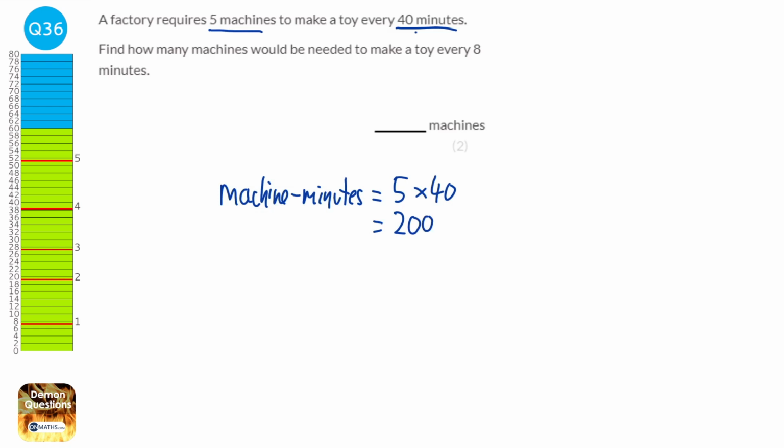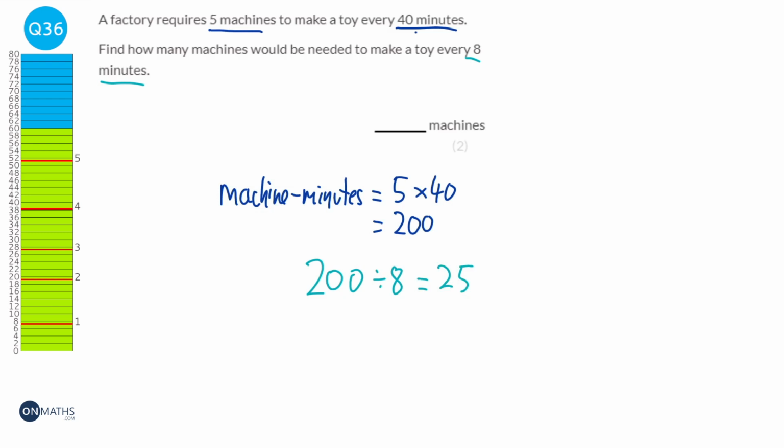Here we asked, well, okay, what if we wanted a toy every 8 minutes? So we get the 200 and we divide it by 8. And when we do that, we get 25. So if we had 25 machines, we would be able to make it every 8 minutes.